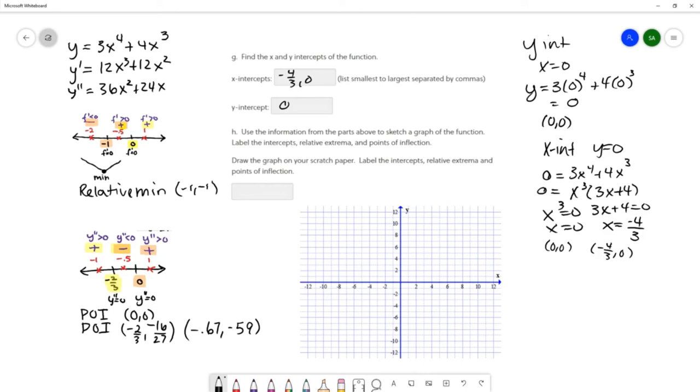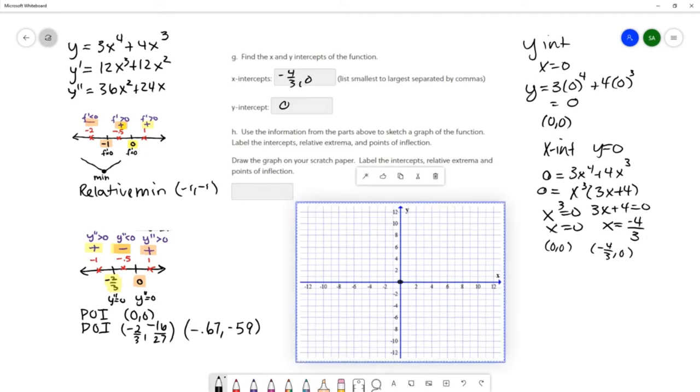So now we're going to draw a sketch of the graph. And I'm going to start by putting down the intercepts, the extrema, and the points of inflection. If this were a rational function, at this point you'd also put down any vertical and horizontal asymptotes. So we have our x and y intercept of 0, 0, -4/3. Maybe I can zoom this graph in just a little bit so it's not so small. Okay, maybe not.